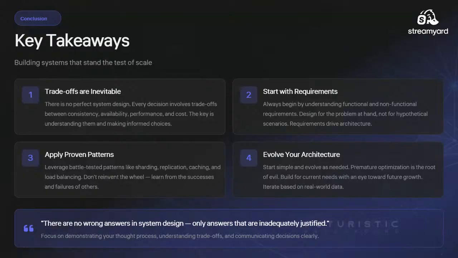Proven patterns, yes. There are strategies which have worked over time. It could be sharding, replication, caching, load balancing. So use those instead of inventing your own, because these strategies have helped people over time. Those are the proven ones.